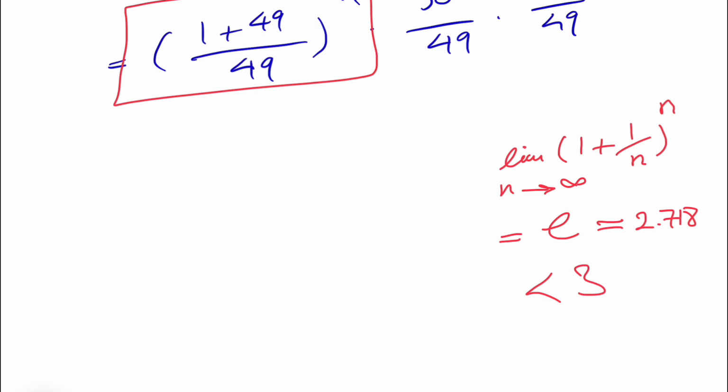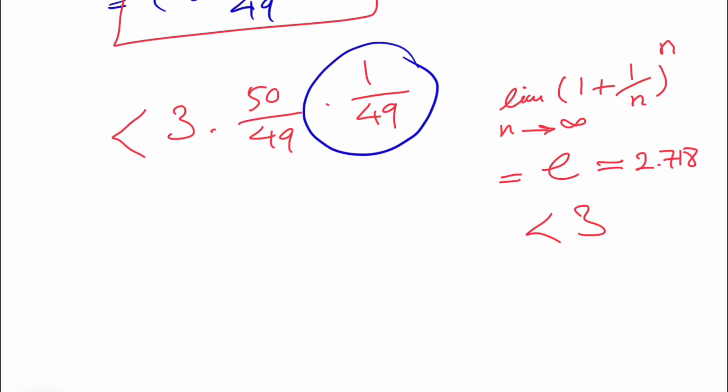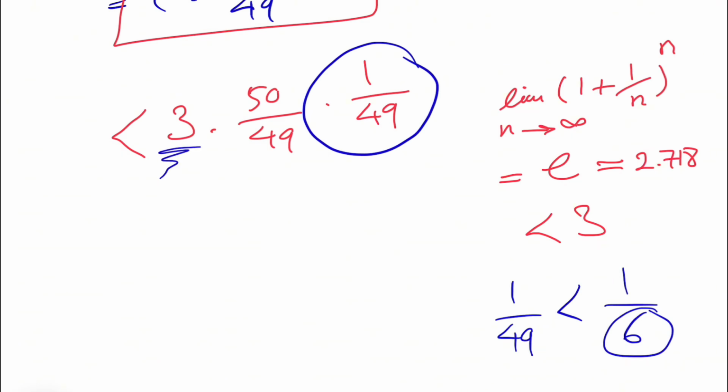So we're going to use that here. Instead of this expression, we're going to first of all change the sign from equal to less than 3, and we're going to keep the rest the same. So we have 50 over 49 times 1 over 49, and we are trying to get rid of this 3 in here. We know 1 over 49 is definitely less than 1 over 6, and I'm comparing with 6 because that way we can get rid of this 3. One easy way to compare these two ratios is that we're going to cross multiply these two.